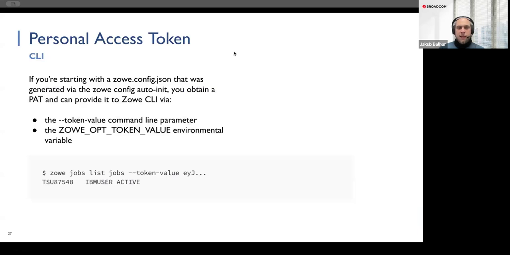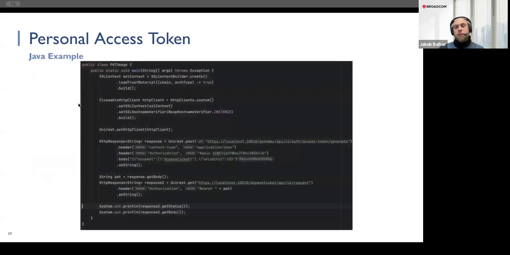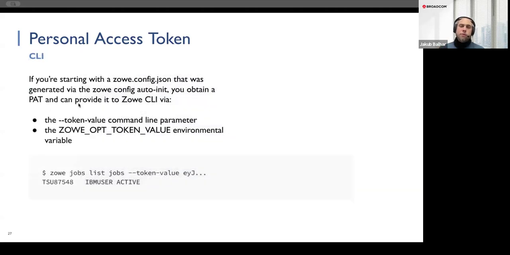So for CLI, you can obtain the PAT and provide it to Zowe via CLI. You can provide it either via the ZOWE_OPT_TOKEN_VALUE environment variable, or you can provide it as --token-value. So if you intend to use, for example, some IntelliJ pipeline, IntelliJ Jenkins pipeline, you should be able to do so. Important note: it's not possible to use a personal access token in Explorer for VS Code as of now. It will for sure change in some future, but right now this doesn't work.